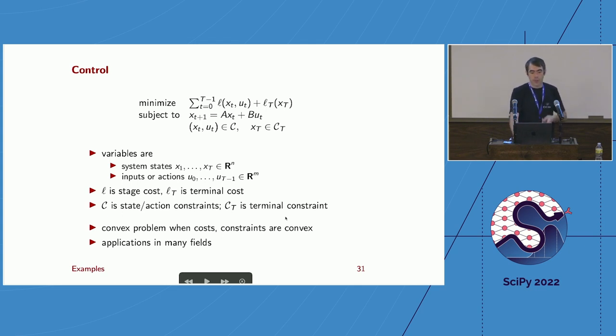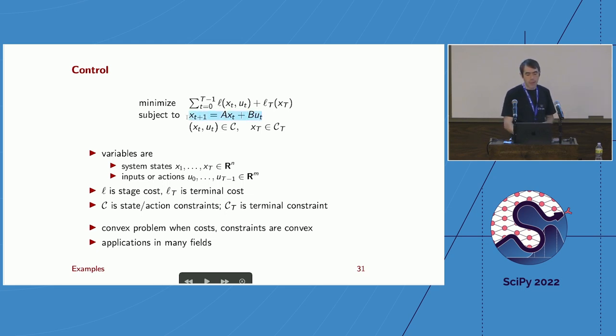This is a more stylized example for control. So the idea here is that you have states, which are basically all the information about your system to know what's going on at a particular moment. So like its location, velocity, acceleration, stuff like that. And then you have actions that can be taken, like you can apply thrust or move the aileron, stuff like that.